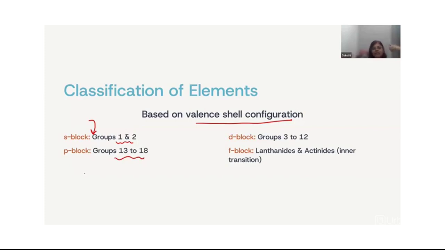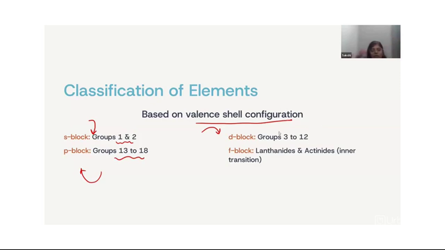So here the last electron is entering into the P subshell, hence they are placed in the P block, right? In the D block, the last electron enters into the D subshell. That is why they are placed between groups 3 to 12. The F block elements are also known as lanthanoids and actinoids. They're known as inner transition elements.